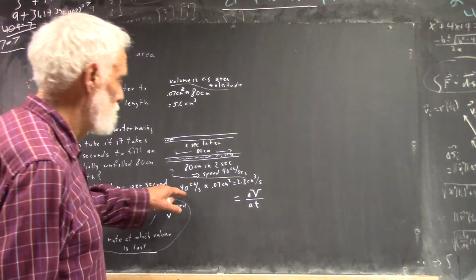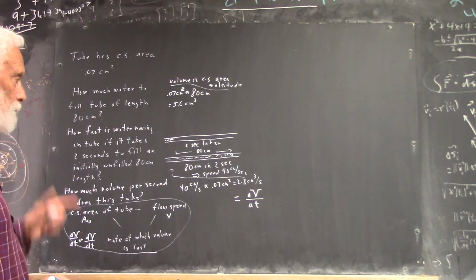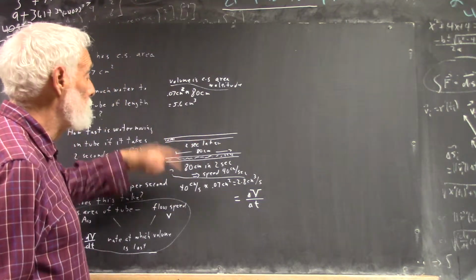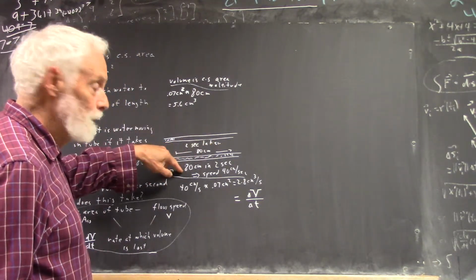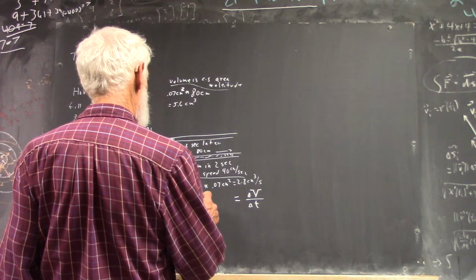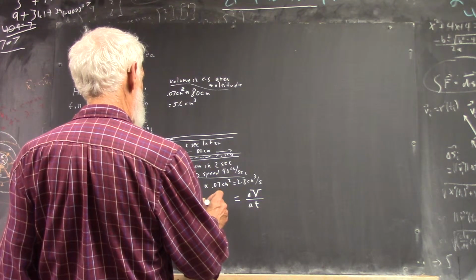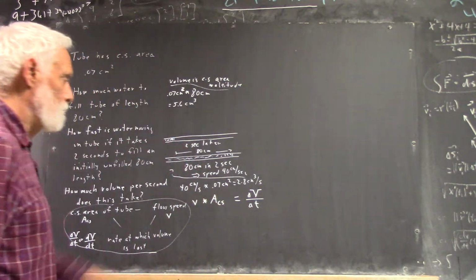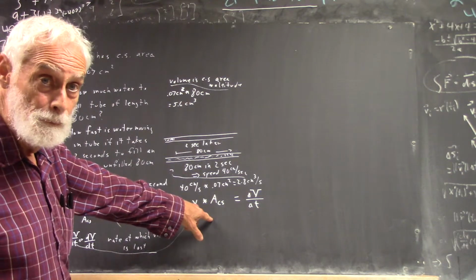Okay, why is this v? Because that is your flow speed. Yeah, it's how fast water has to be flowing to fill up an 80 centimeter section in 2 seconds, right? So that's v, little v. And the only thing left is cross-sectional area, but that's exactly what this is, right?